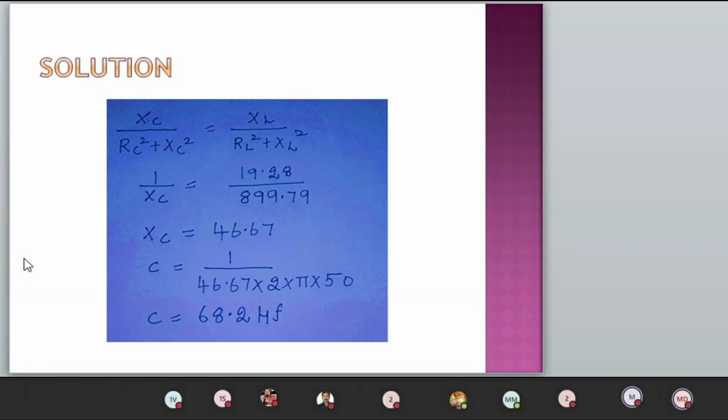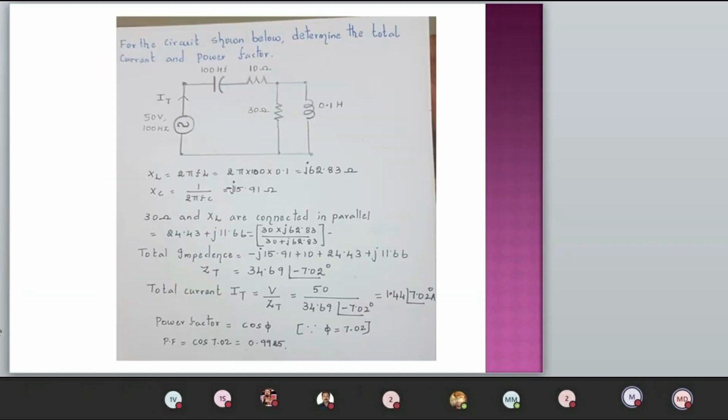For a parallel circuit, the magnitude of inductive reactance is equal to the magnitude of capacitive reactance. That is, XC by RC square plus XC square is equal to XL by RL square plus XL square. From that we have found C. Okay, students, I hope you are able to follow the problems clearly. Now let us proceed to another question.